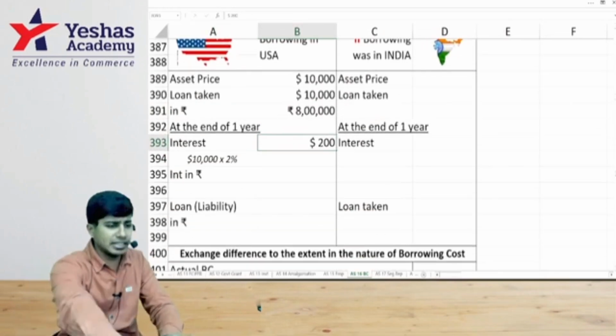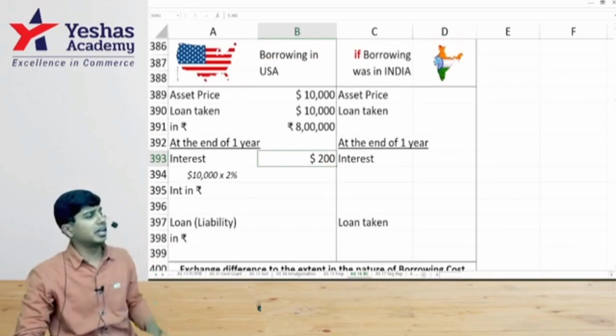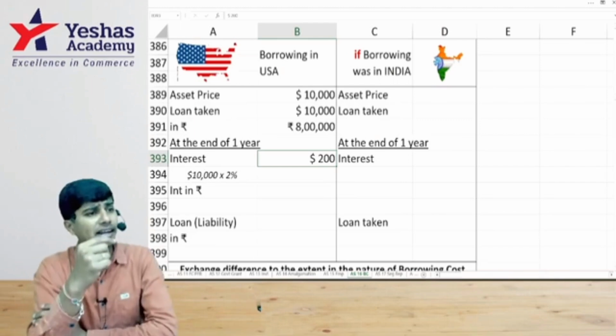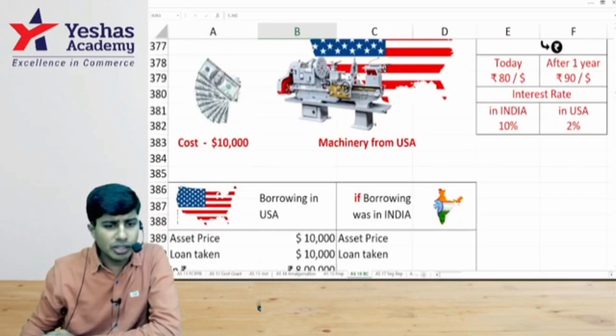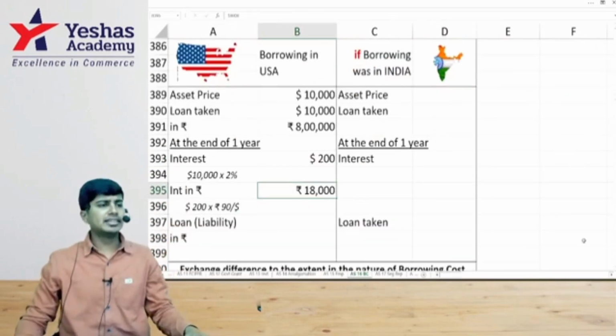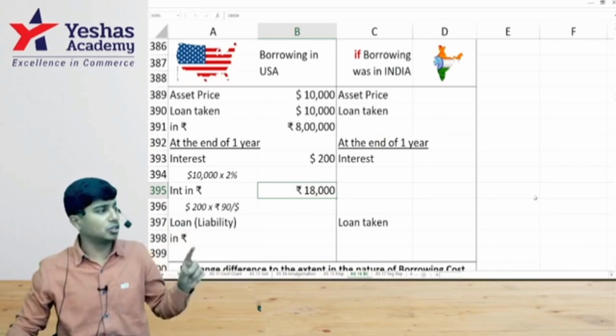If I have to represent this interest of $200 in Indian currency, we need to take the closing rate, not the opening rate, because interest will be paid at the end, not at the beginning. $200 into 90 rupees per dollar will give you how much? 18,000 rupees is interest expense. You thought you have saved by paying 18,000 rupees.